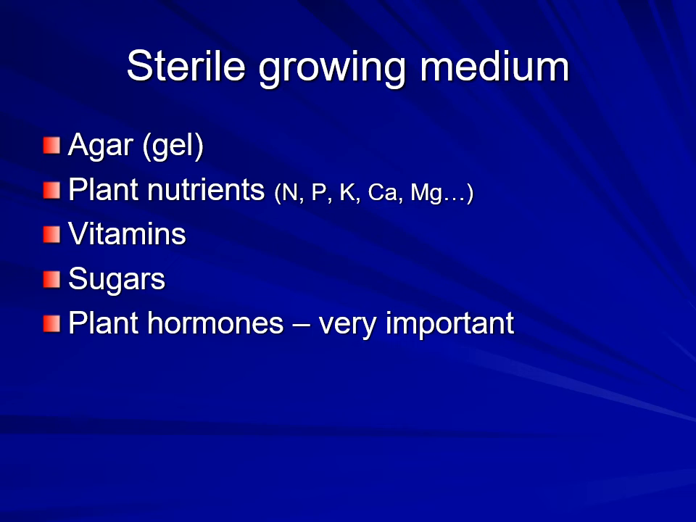Then there are vitamins. Now, we add vitamins because typically vitamins are important for organisms that can't make their own. Now, plants are where we get our vitamins from. But because it's an immature tissue and you want to make sure it succeeds, we supply vitamins externally just to make sure they're okay.